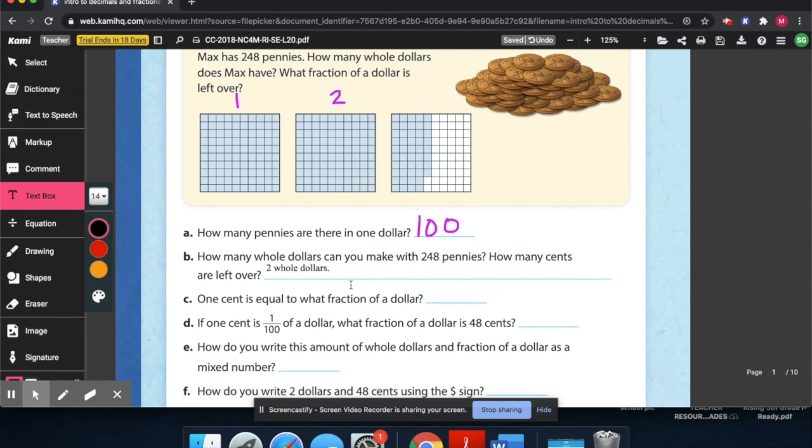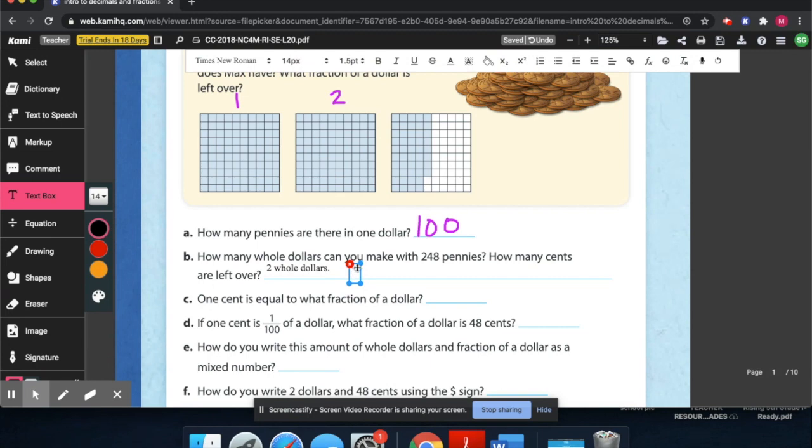How many cents are left over? Well, I always say this is my leftovers, and this is the reason why. Because they're always going to ask you questions that have leftover within it. So I know I have my 2 wholes, and now I need to look at my leftovers. So I'm going to go ahead and skip count because I know one row is 10. So 10, 20, 30, 40, 41, 42, 43, 44, 45, 46, 47, 48. So I have 48 left over. 48 cents left over.